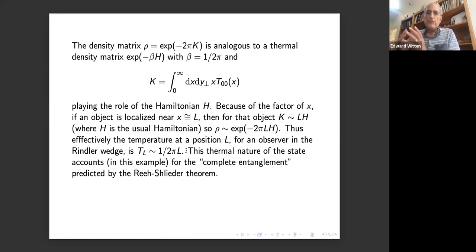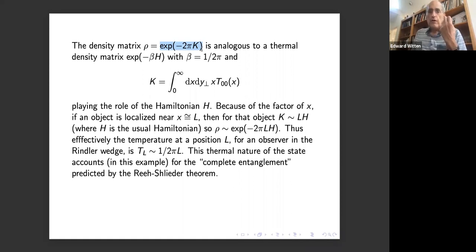Now this loosely thermal nature of the state, not thermal with a conventional Hamiltonian, but quasi-thermal, accounts in this example for the complete entanglement predicted by the Reeh-Schlieder theorem. The Reeh-Schlieder theorem predicted that everything in the right wedge should be entangled with something in the left wedge. Or to say it differently, the Reeh-Schlieder theorem said that the density matrix for any region is invertible. And now we computed the density matrix and found it was invertible. So e to the minus 2 pi K can have very small eigenvalues because K can have very large eigenvalues. But e to the minus 2 pi K is a strictly positive operator.